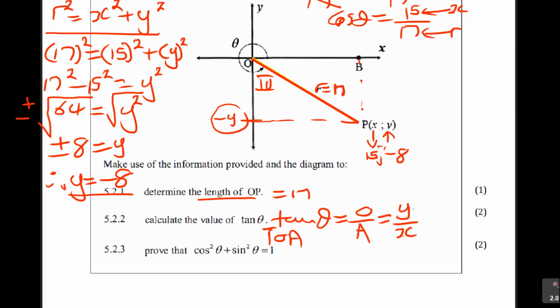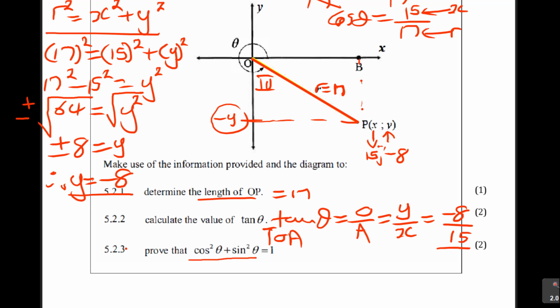Then I can find now my tan. It's y over x, which is equal to negative 8 over x. We said what was x? x was 15, right? There it is, negative 8 over 15. What about, they say, prove that. See, that's how you know that you're correct.